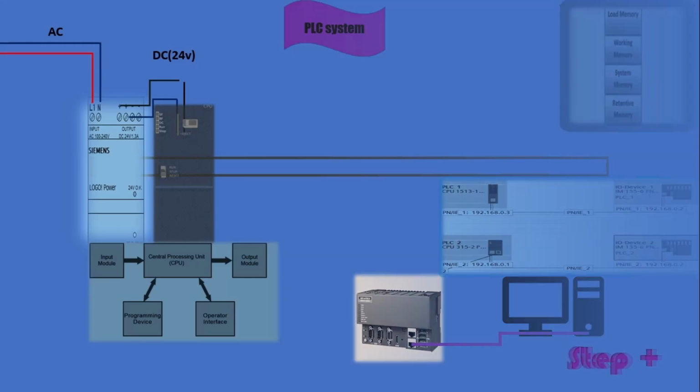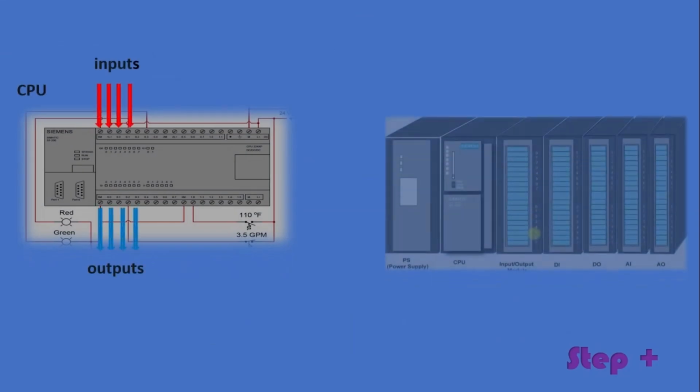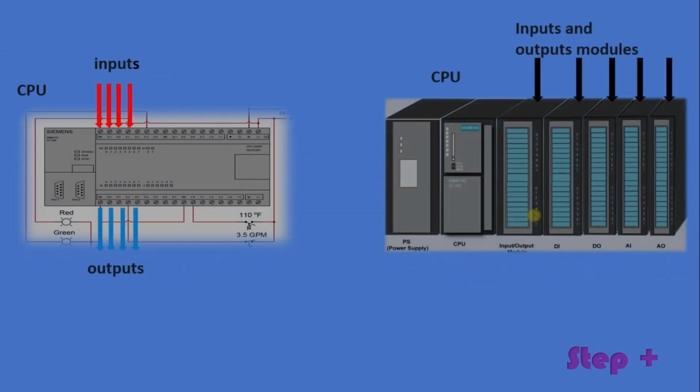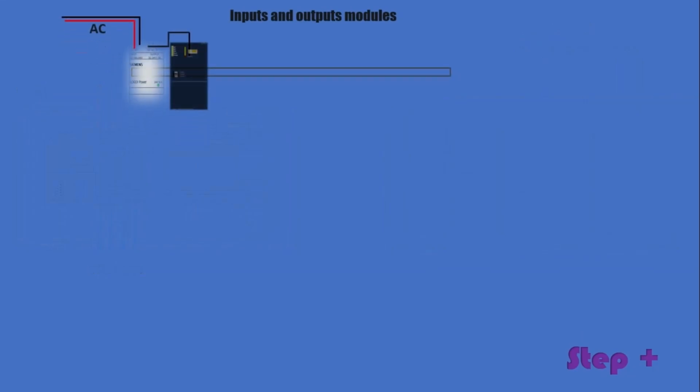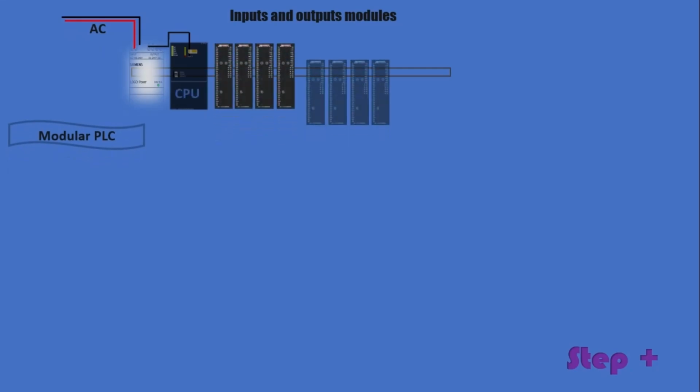The inputs and outputs, or I/O modules, can be integrated in the CPU, or they can come as separate entities from the CPU. I/O modules, also called I/O cards, shape the two main types of PLCs: the modular PLC, whose CPU needs to be connected to separate I/O modules.